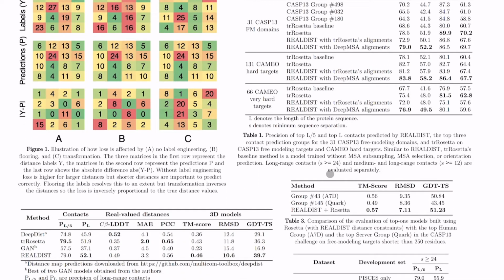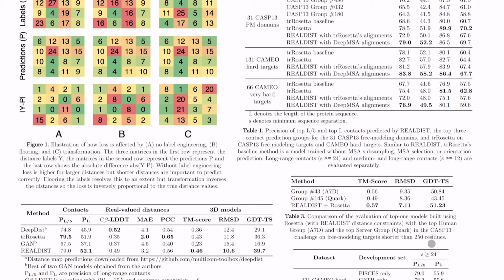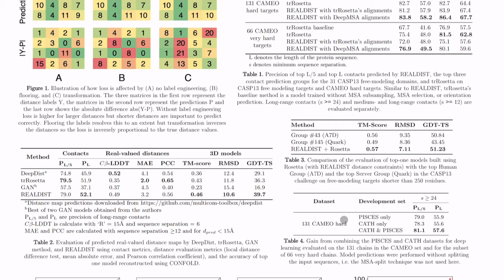We also built 3D models using the distance maps we predicted, and for proteins that are shorter than 250 residues on the CASP13 free modeling set, we observed that the TM score and other metrics of the top one model that we built is similar to the A7D model method in CASP13.